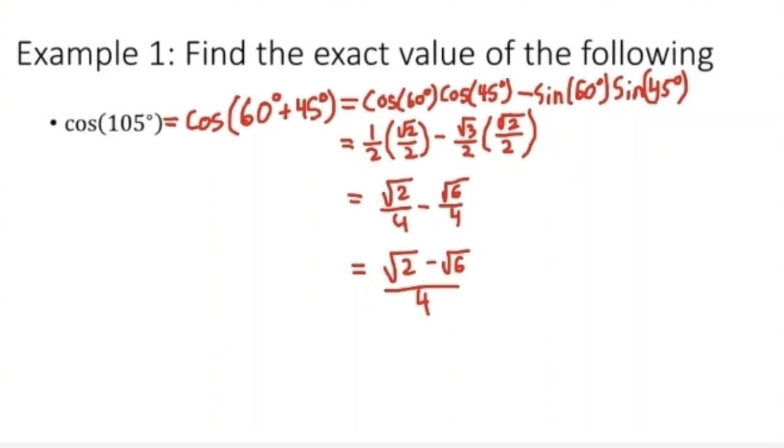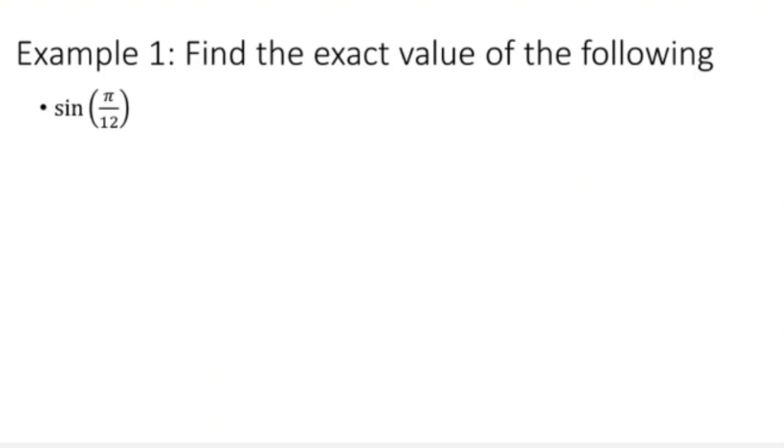Now we're going to find the exact value of sine of pi over 12. Just like with 105 degrees, pi over 12 is not an angle that is available on the unit circle. And notice that pi over 12 is really small. So I want to try to think of two angles on the unit circle that if I subtract them, I'll get a difference of pi over 12. Well, pi over 4 minus pi over 6 is pi over 12. So we can use pi over 4 and pi over 6 to help us evaluate sine of pi over 12.